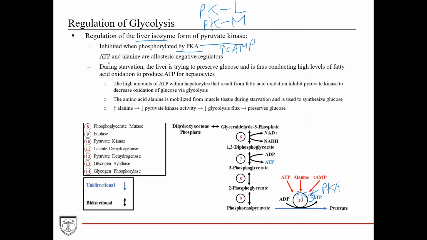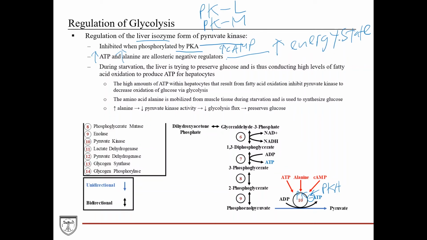The other thing here is that ATP and alanine are also allosteric negative regulators. And so when you have high levels of these, high ATP, high alanine, those are really indicative of a high energy state. So an increased energy state.